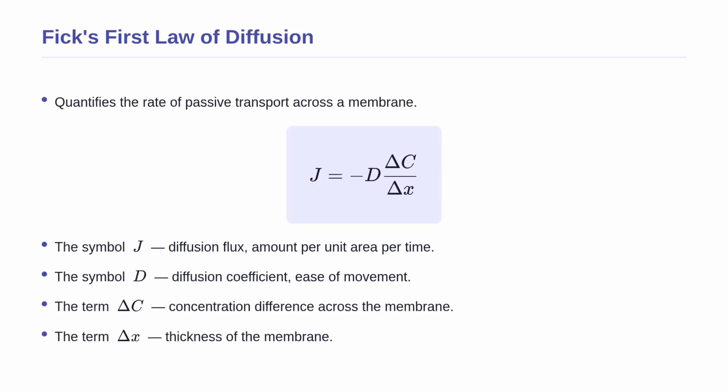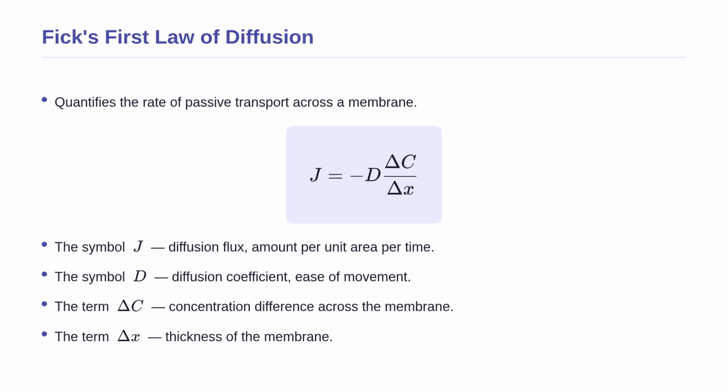This concept of molecules spreading out naturally leads us to a mathematical way to measure it, known as Fick's first law of diffusion. Conceptually, this formula tells us exactly how fast molecules are moving across a given area of the membrane. Let us break down the symbols. J represents the diffusion flux, which is the amount of substance moving through a unit area per unit time. D stands for the diffusion coefficient, telling us how easily a specific molecule moves through the medium. Delta C is the difference in concentration across the membrane, and delta X is the membrane's thickness.